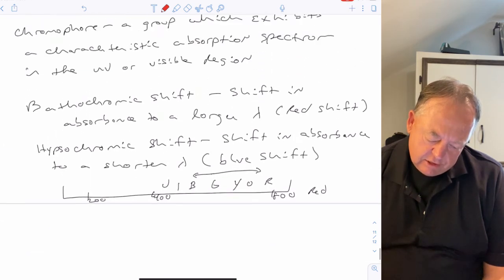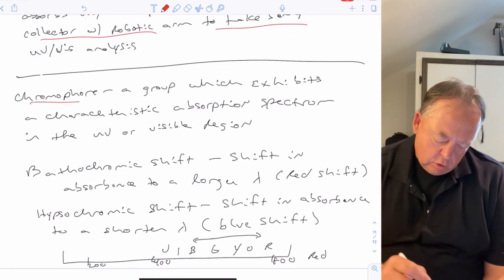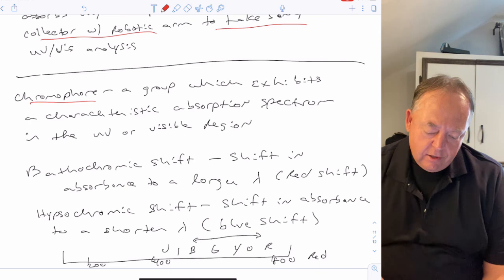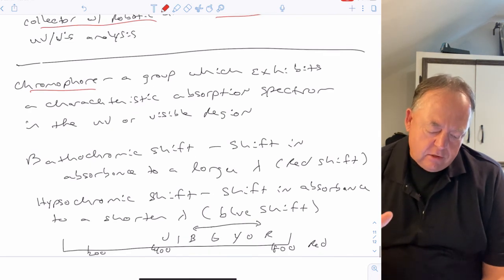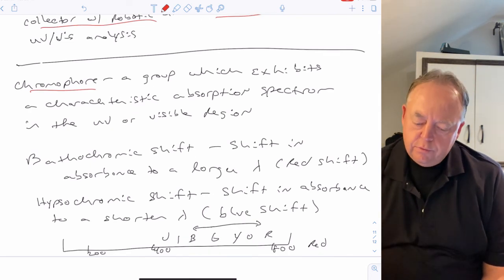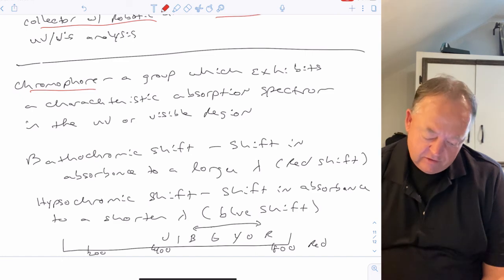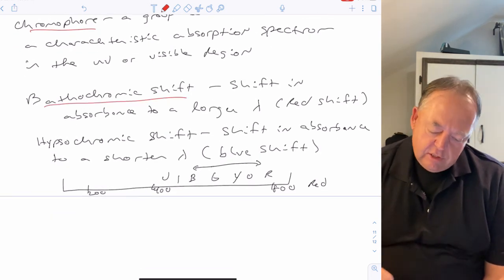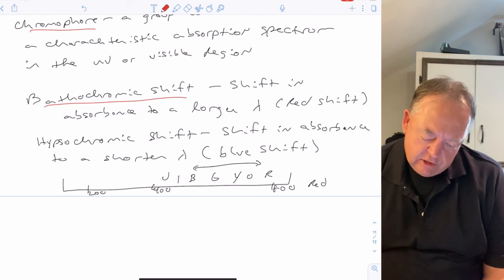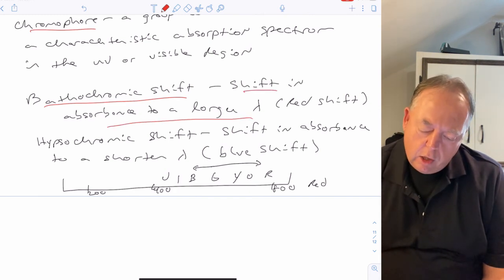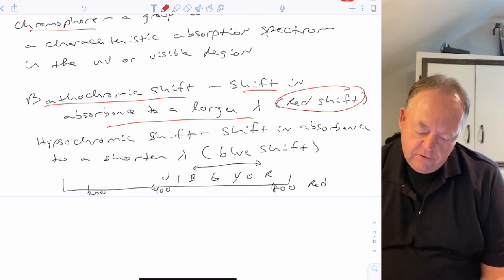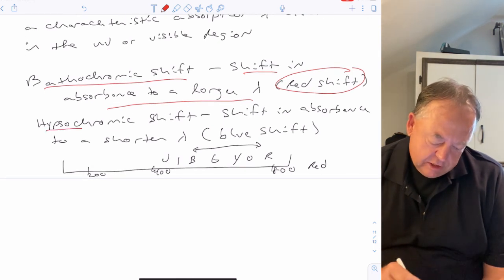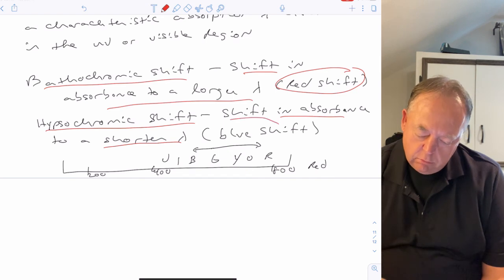Okay, so lastly, just a little bit of terminology. Chromophore, so we mentioned this a little bit earlier. That's just a characteristic piece of the molecule that absorbs UV or visible light. You see this term bathochromic shift used all the time. That's just a shift in absorption to a longer wavelength, so that's called a red shift. Or hypsochromic shift, that's just a shift in absorption to a shorter wavelength, so that's called a blue shift.